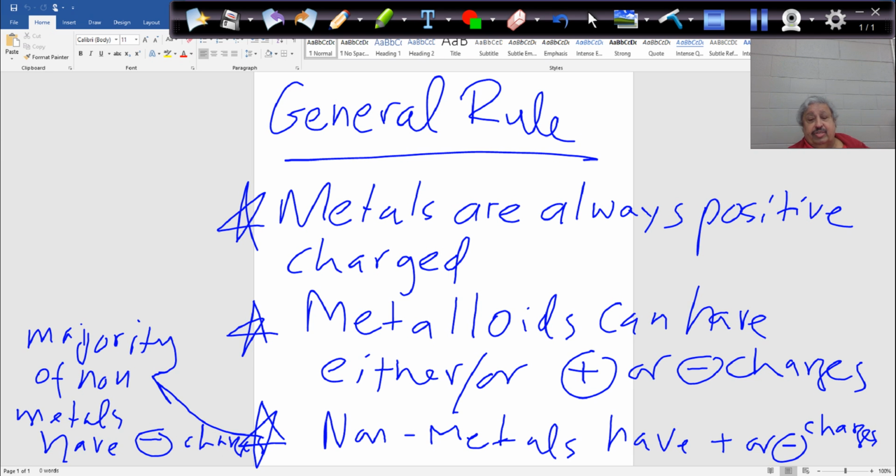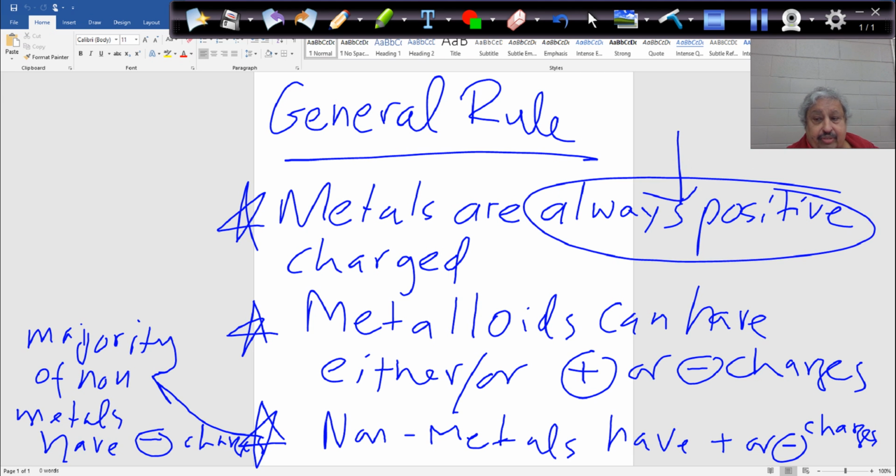So the metalloids, because they always have the characteristics of metal and non-metal, can swap their charges, correct? Metals, no exception. All the metals cannot be negative. Metals have to be positive, always. Very important. The metalloids can swap because they have both characters of metal and non-metal. They can act chemically both ways. For the non-metals, the majority are negative. However, sometimes they can be positive.